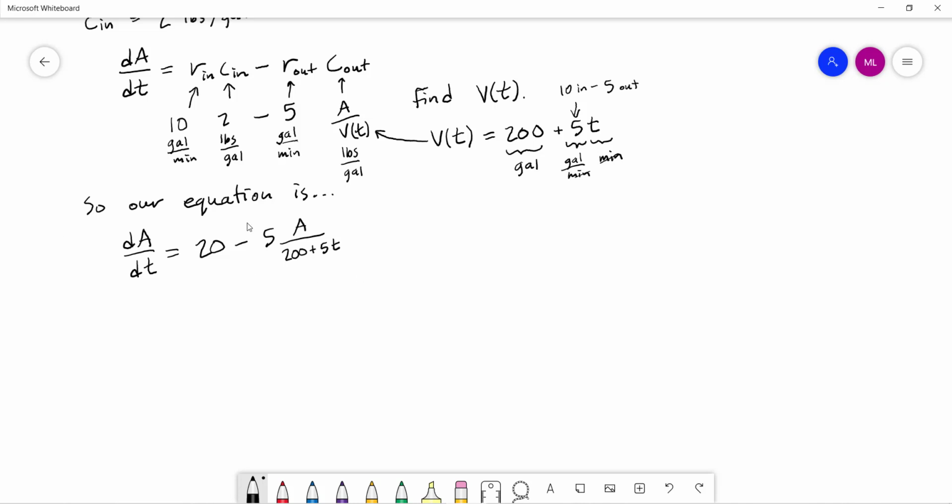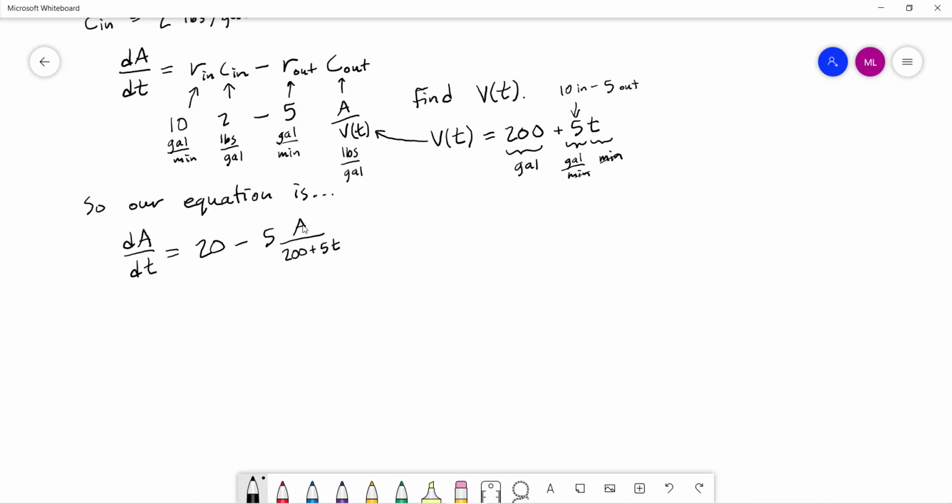There are some restrictions on this model, but this is the model that we've got set up. Notice it's still linear, right? The ugly part down here, the part that's showing up in the denominator, is T, not A. It is linear in A. So this is a linear equation, but it's not nice and separable anymore. At least I don't see an immediate way to separate things, right?